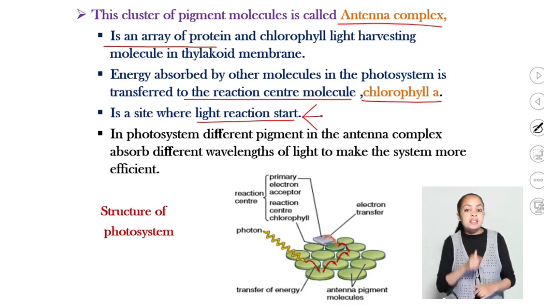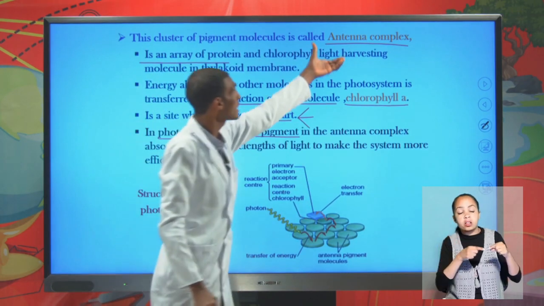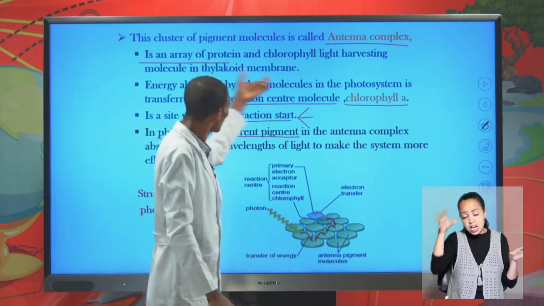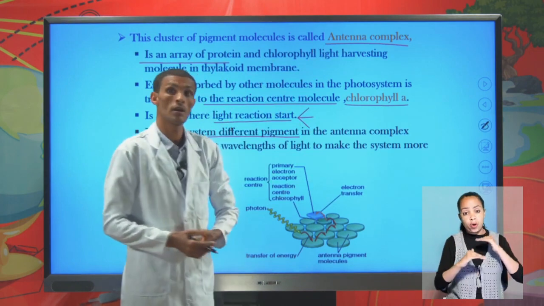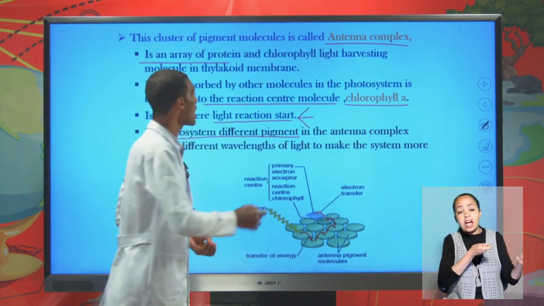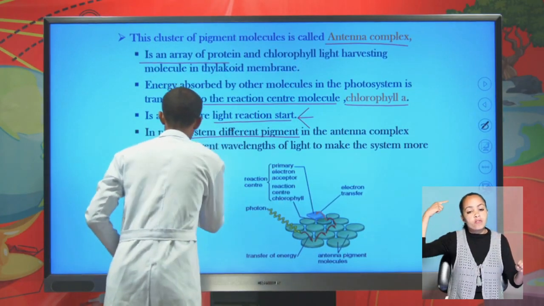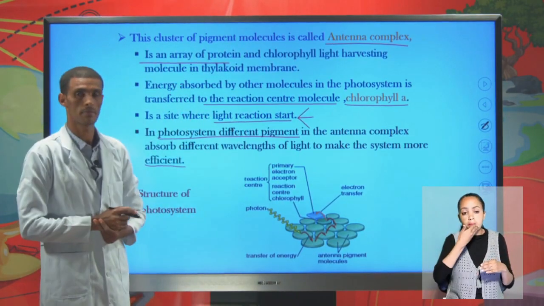In the action of photosystem, capture different wavelengths of light. Different antenna complexes, or an array of chlorophyll and pigment molecules, harvest different wavelengths of light, which makes the system of photosynthesis more efficient and effective.